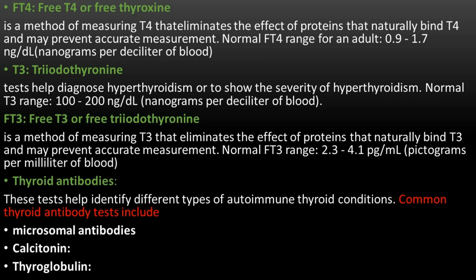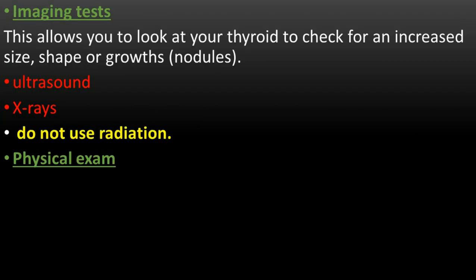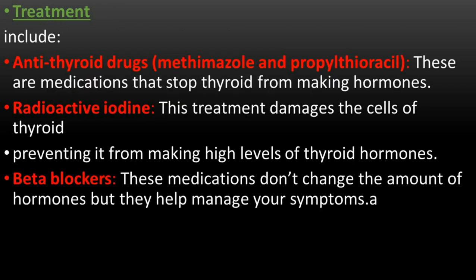Thyroid antibodies, these tests help identify different types of autoimmune thyroid conditions. Common thyroid antibody tests include microsomal antibodies, calcitonin, thyroglobulin. Imaging tests. This allows you to look at your thyroid to check for an increased size, shape, or growths, nodules. Ultrasound. X-rays do not use radiation. Physical exam. Treatment. Include antithyroid drugs, methimazole and propylthiouracil.